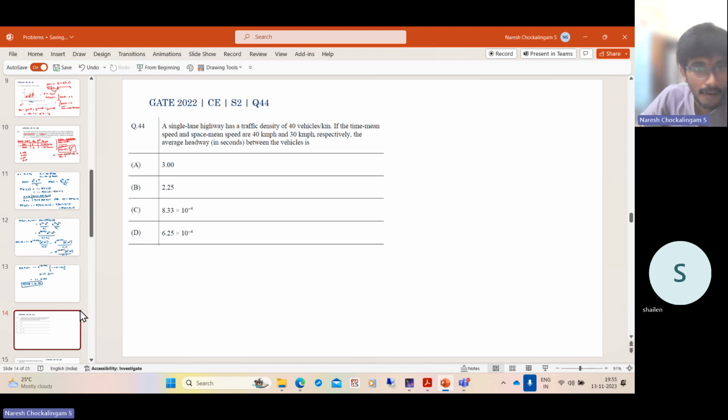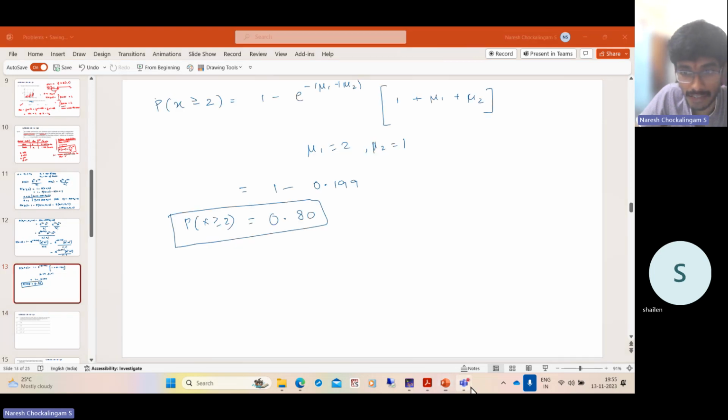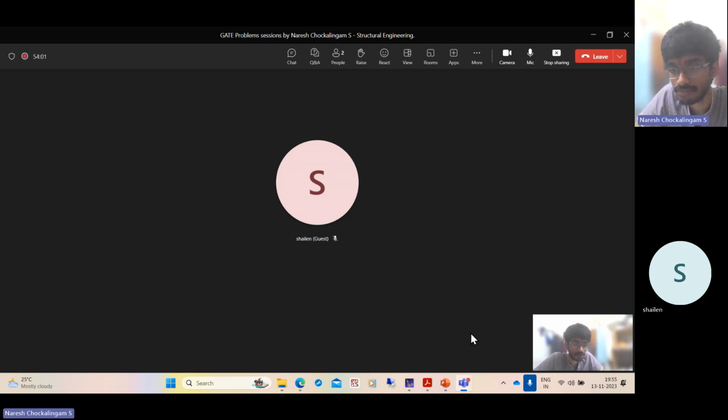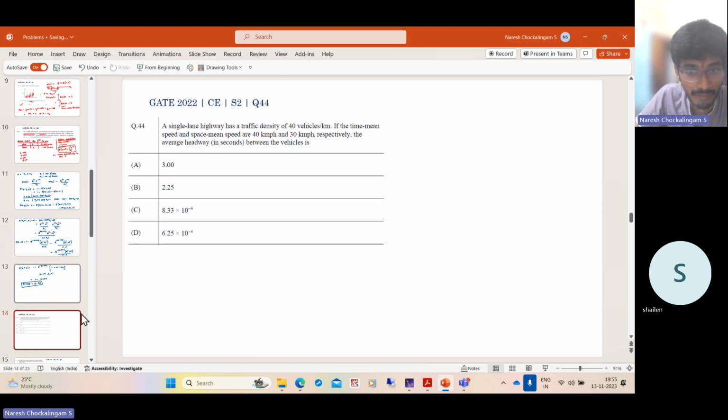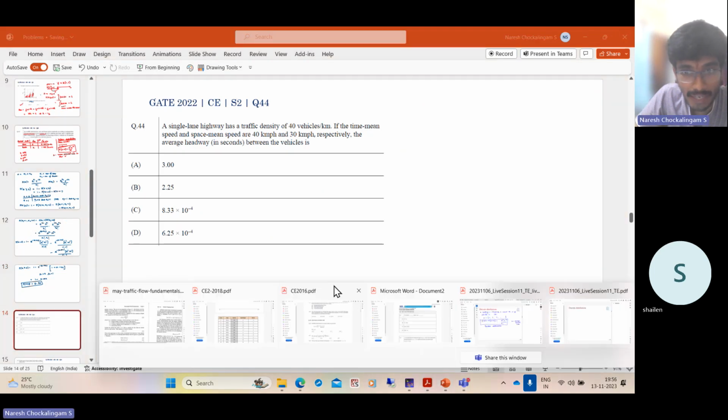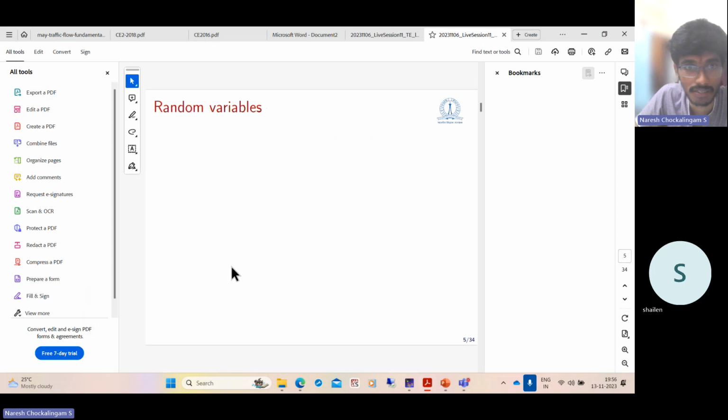Okay. So almost that's the end of probability. If you have any questions, you can post in the Google groups and we'll take it up. Next, let us look at the fundamental relationships between traffic flow parameters. For that, let me go to this live session. We'll do it very briefly and then look at some of the problems in this area.